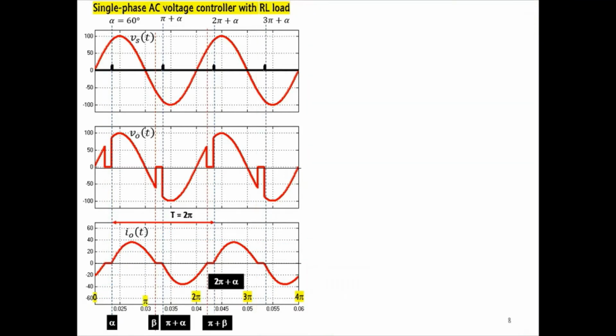The RMS output voltage of the AC voltage controller can be calculated as follows.